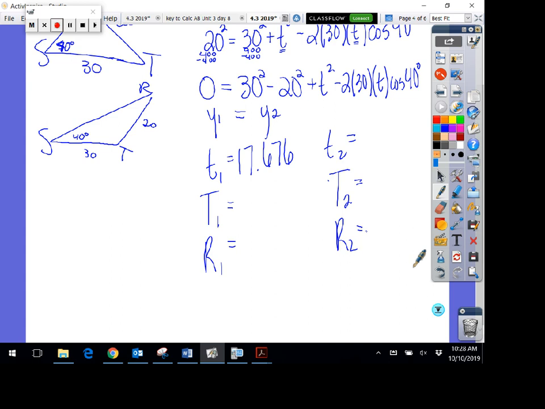Law of sines or cosines? Because T1 is 17, which is the smallest of all the sides, we know T1 is for sure acute. So therefore, sine of T1 over that 17 number equals sine of 40 over 20. So we cross multiply that 17 number that we just found.